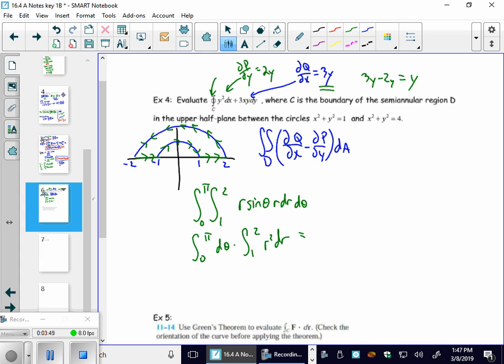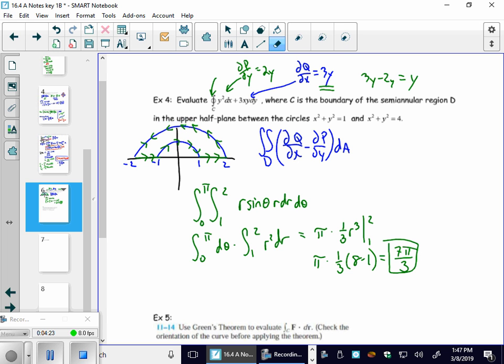0 to pi for d theta is just going to be pi. This is going to be 1/3 r cubed from 1 to 2. So we're going to get pi times 1/3 of 8 minus 1, or 7 pi thirds. And that is totally wrong. I apologize. Hopefully you guys caught my huge mistake there.